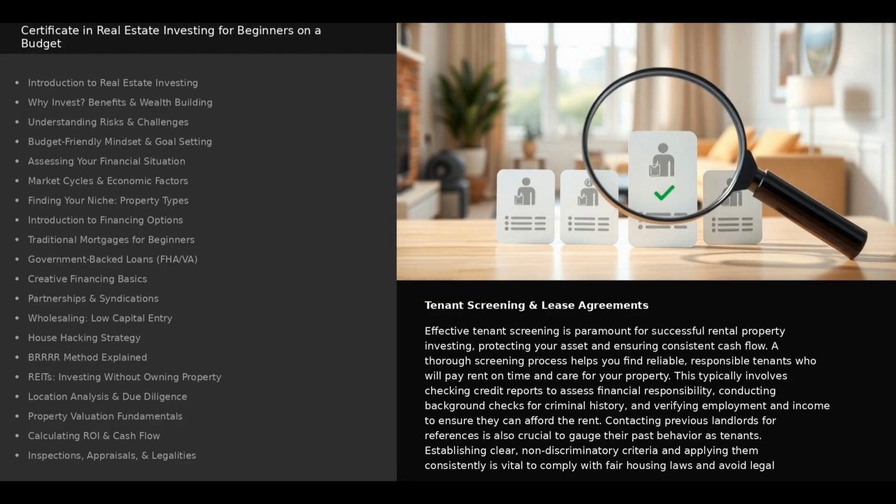Contacting previous landlords for references is also crucial to gauge their past behavior as tenants. Establishing clear, non-discriminatory criteria and applying them consistently is vital to comply with fair housing laws and avoid legal issues. Investing time in robust screening upfront minimizes future headaches and financial losses.